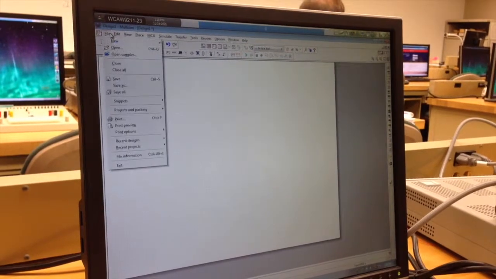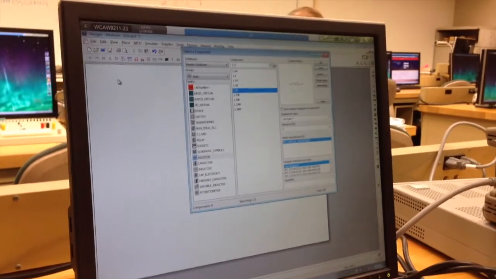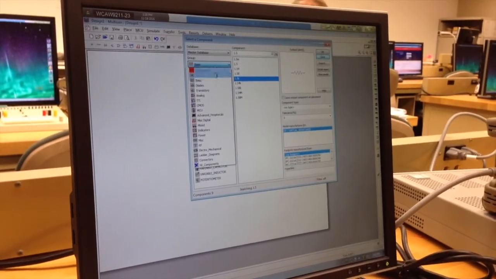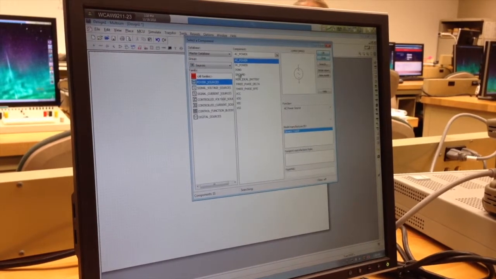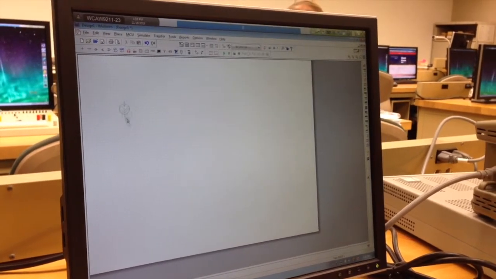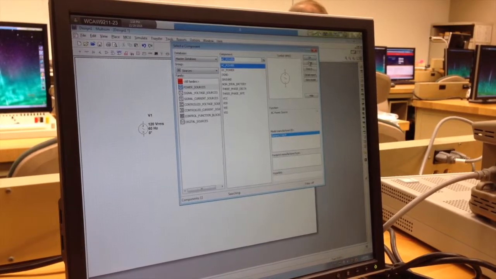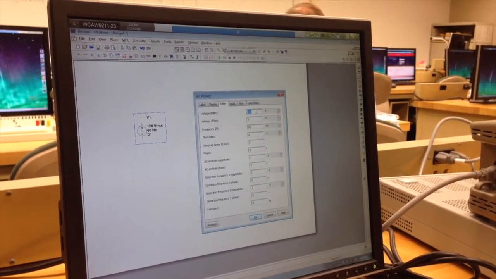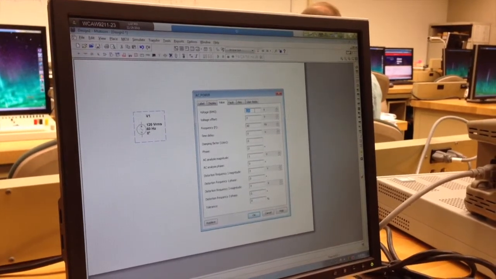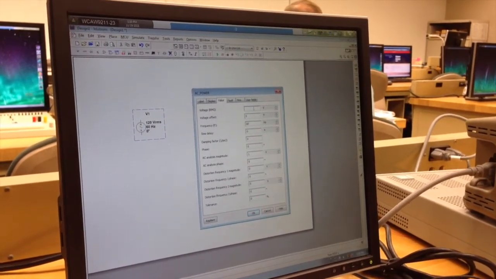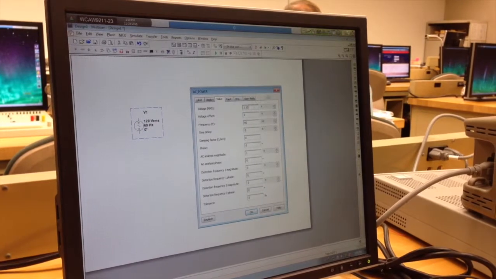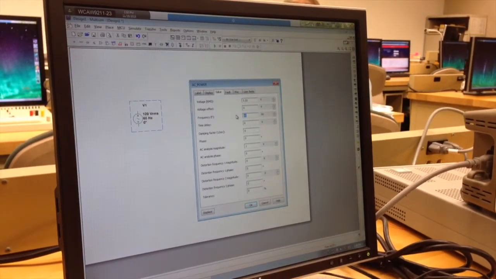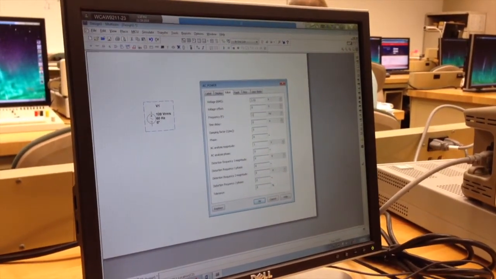What we're going to do is get our power source. So we go to sources, power sources, and AC power. Place that here. Then we change the voltage RMS value to 3.55. And then the frequency we are changing to 100 hertz.